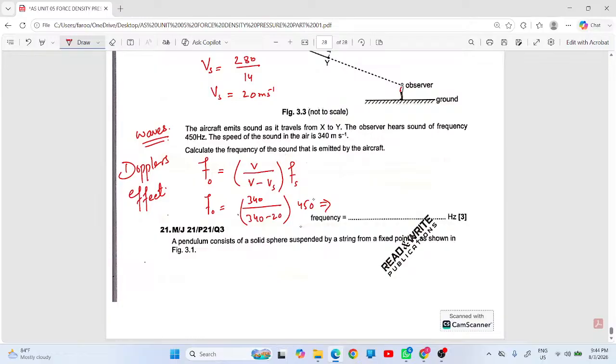कहीं गलत तो नहीं कर दिया? The observer... ओ नहीं नहीं, गलत, मेरे से गलती हुई है। लिखा हुआ है, the observer hears the sound of frequency. Observer hears, so observed frequency is given, 450 is given, and you have to find the source frequency. मैं आपको बताता हूँ आपने क्या करना है। इसको पहले सॉल्व करें, and it will be divided by. 450 divided by the value.